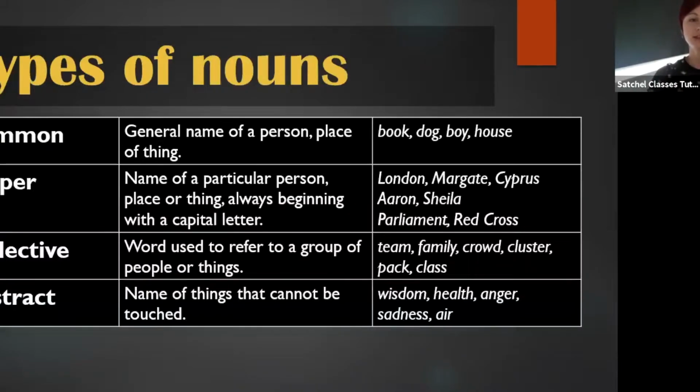So this is where it starts to get a little bit complicated, I suppose, because there are some different types of nouns. There are common nouns, which are just general names of places and things. So things like book, dog, boy, table, chair, floor, just the general names of things. There are proper nouns, which are names of a particular person, place, or thing.